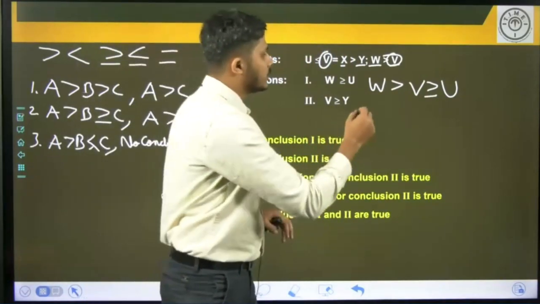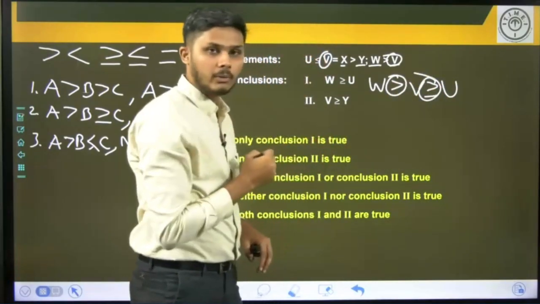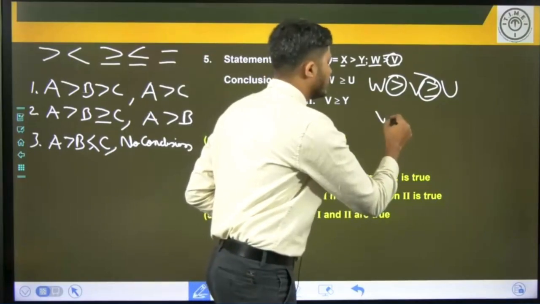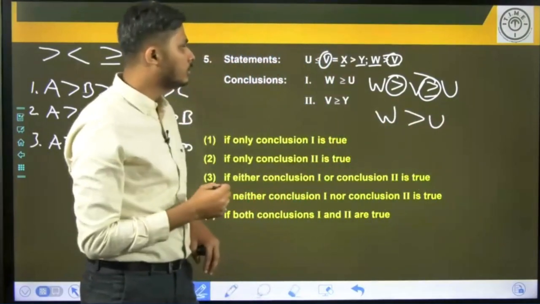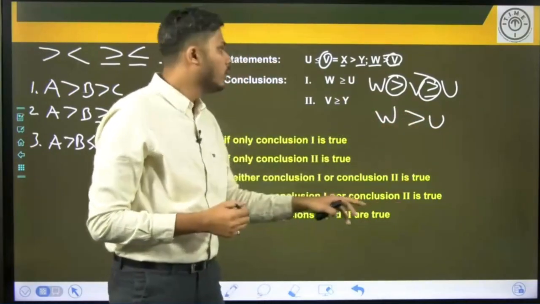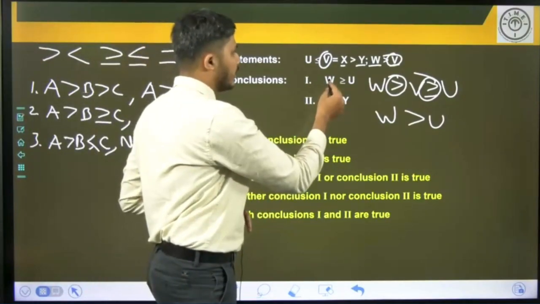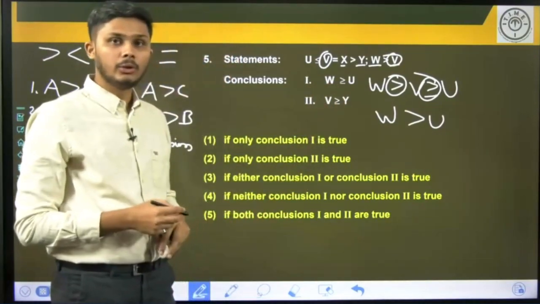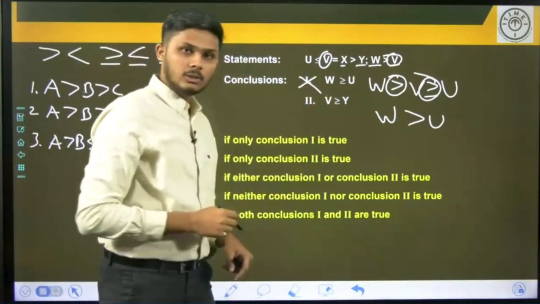So as seen in the second shortcut, greater than, greater than or equal to, the end result will be W greater than U. W greater than U. So as seen in the first conclusion, we have given that W is greater than or equal to U, which is not true in this case. Hence, option 1 does not follow.